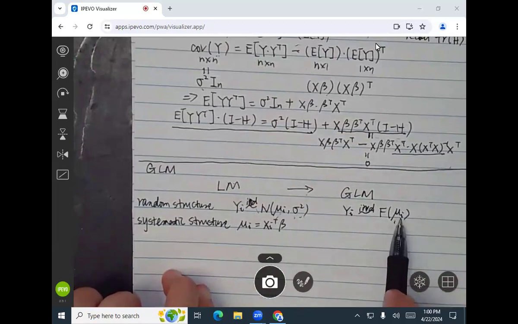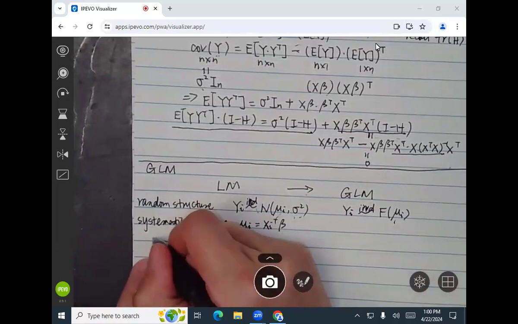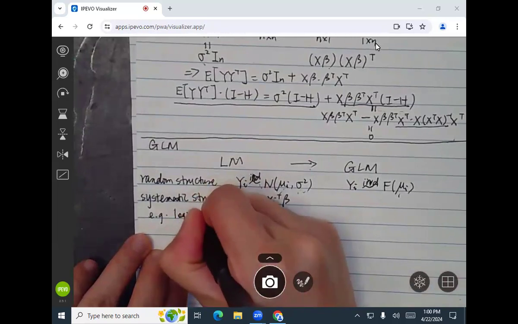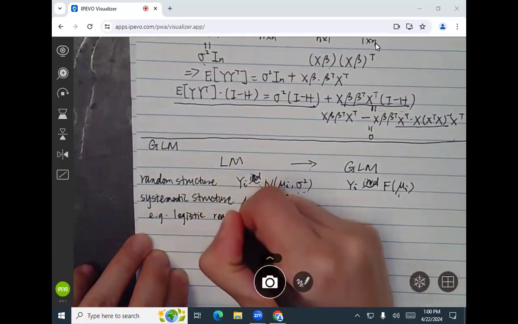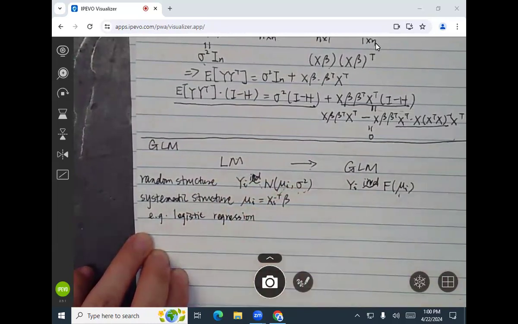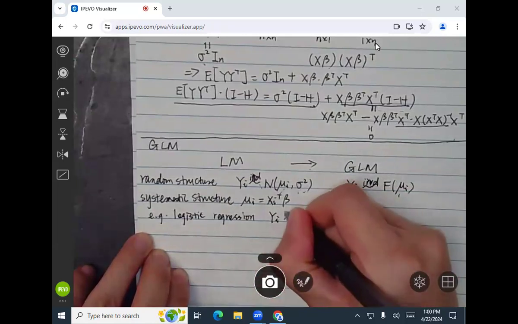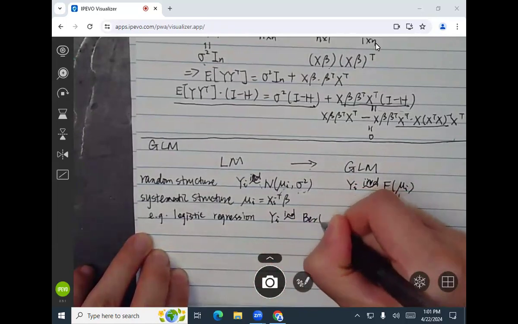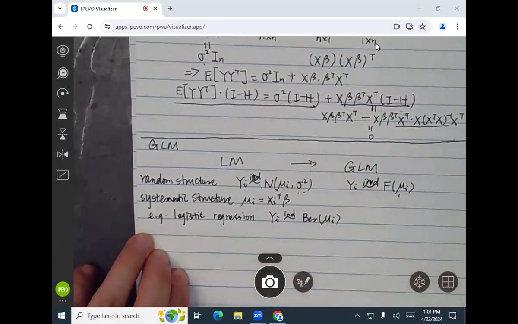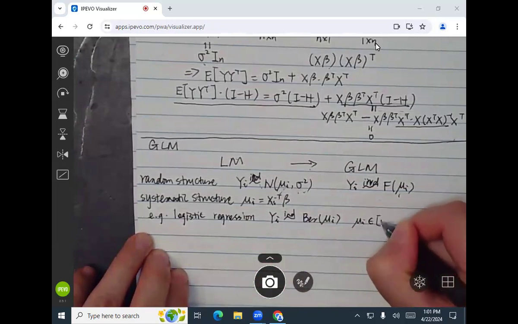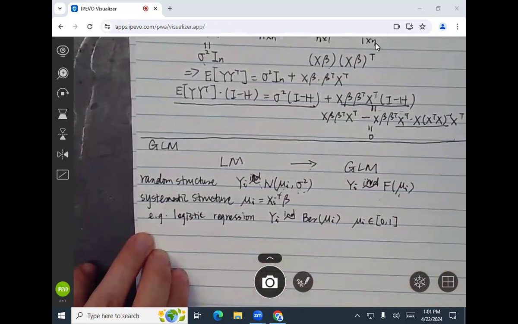And then the mean mu i may not be real valued. They could have some specific range. Maybe I will just talk about logistic regression. In the logistic regression case, our y_i would be independently Bernoulli with mean mu i, right? 0, 1. Then in this case, mu i will have the range 0 to 1. So it's not real valued.